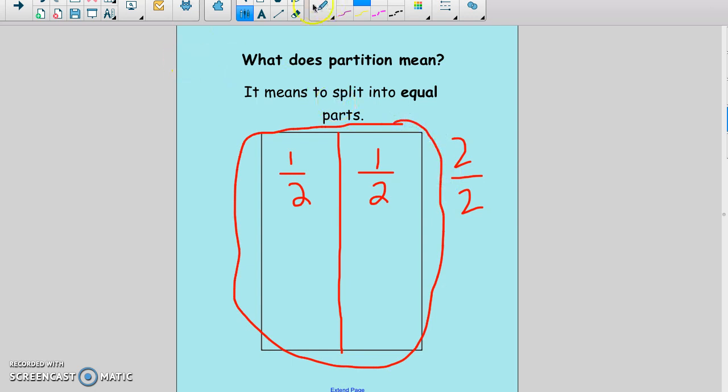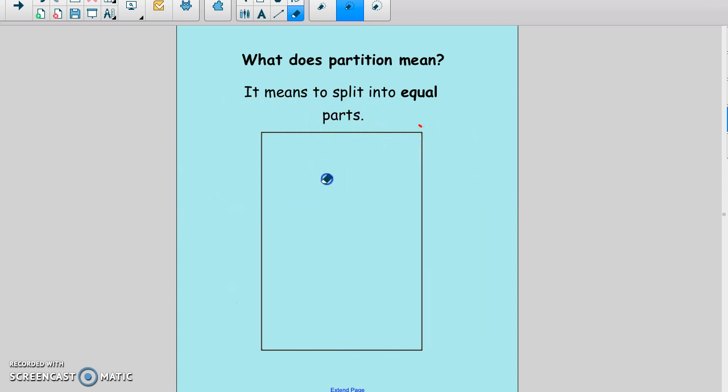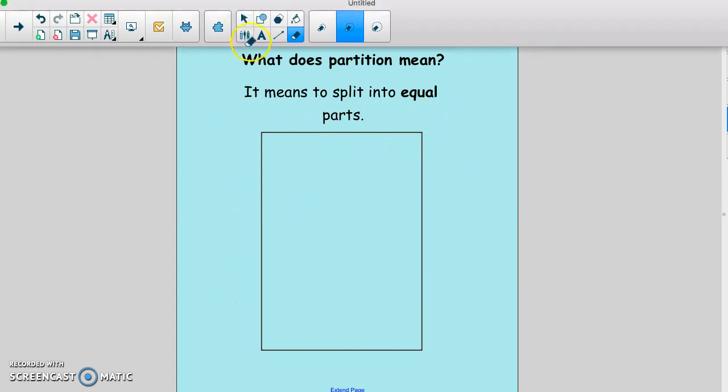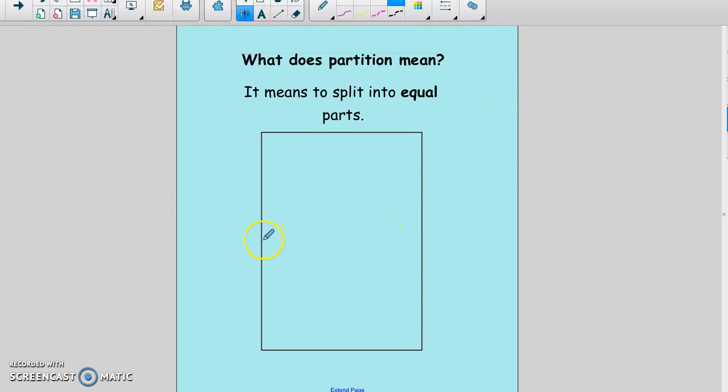Now, there's also another way that you can split or partition your rectangle in half. And this time I'm going to use blue. And I can do that by splitting it horizontally. I can draw a horizontal line across the center of my rectangle. So first we made a vertical line down from the top to the bottom. Now we're making a horizontal line from the left side to the right side.